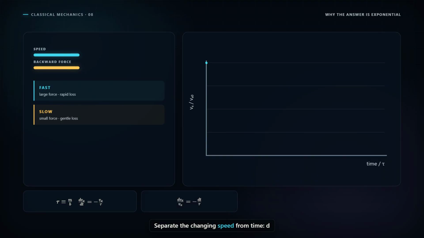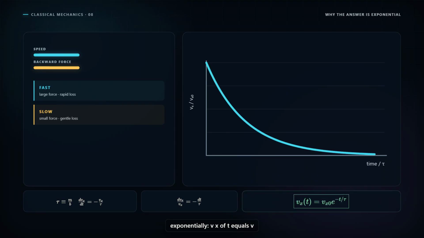Separate the changing speed from time: dvx over vx equals minus dt over tau. Integrating says the logarithm of speed falls steadily. Therefore, the speed itself falls exponentially. vx of t equals vx0 times e to the minus t over tau. The curve is smooth because the cause is continuously weakening.